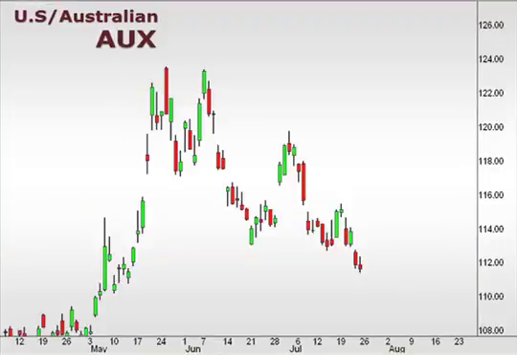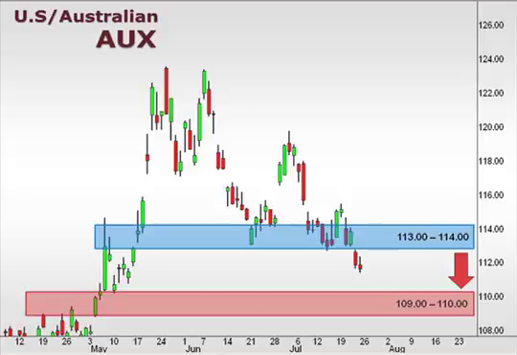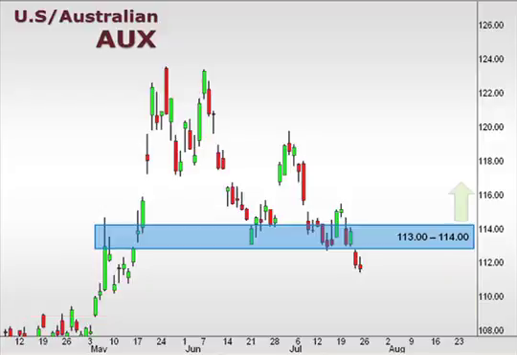Let's take a look at the US dollar versus the Australian dollar as seen here in the ISE FX options pair value AUX. Well, the AUX broke below 113, bringing the 109-110 focal zone into play. Now, we need to see a move back into the 113-114 focal zone and ideally a close above 114 to lend credibility to any reversal of the current downtrend.